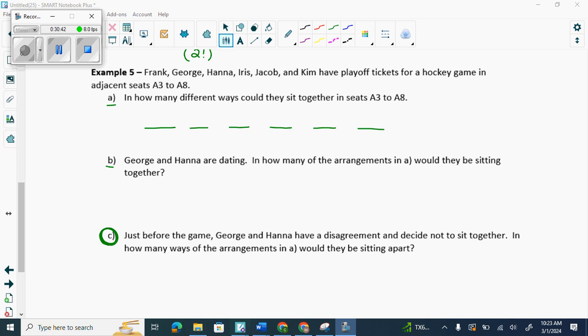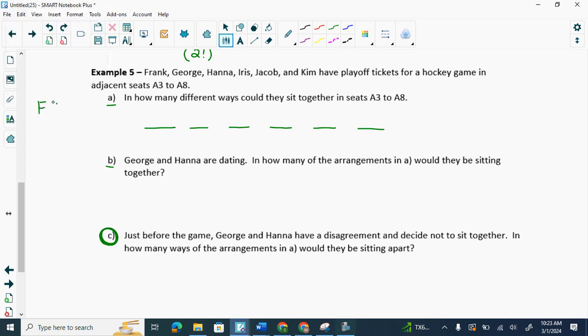So for this one, there are no restrictions. So Frank, George, Hannah, Iris, Jacob, and Kim. Remember, you could treat them like the letters F, G, H, I, J, K, because you can't repeat them. So we would have 6, then 5, then 4, then 3, then 2, then 1. Or we could write 6 factorial. Or we could write 6P6, because they go down by 1. How many blanks? 6. These are all the same, or I could write 720.